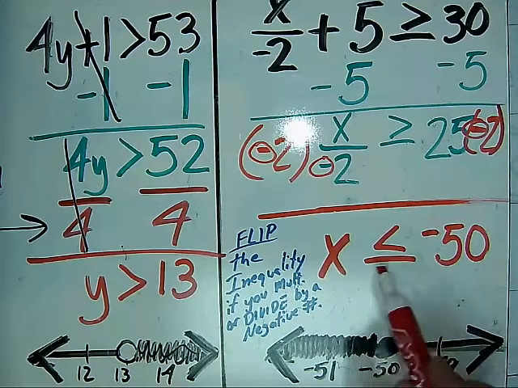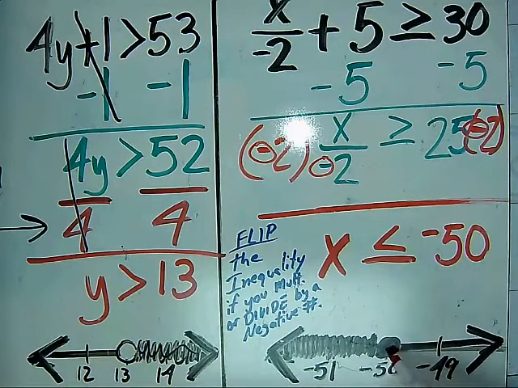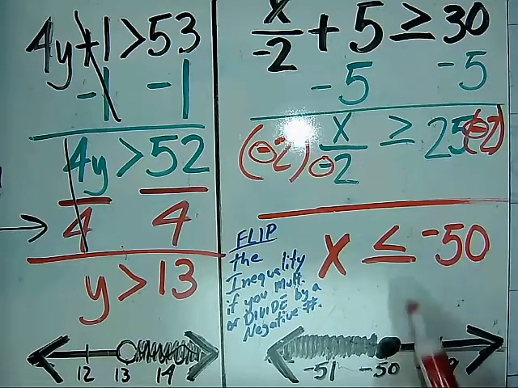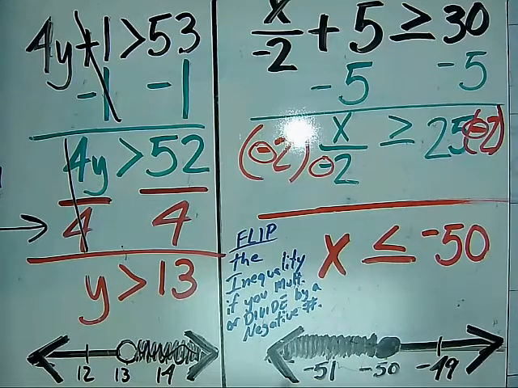So because it's or equal to, you fill it in. So it's a closed dot. And then to the less than side, so we're going to shade to the less side. And again, make sure you always put a number at least on both sides.